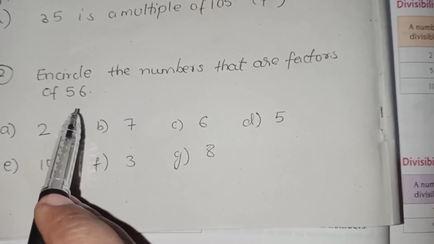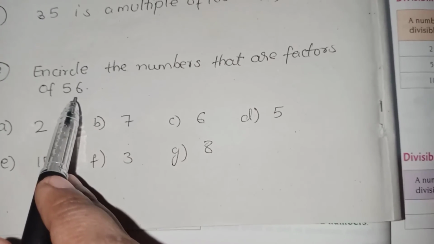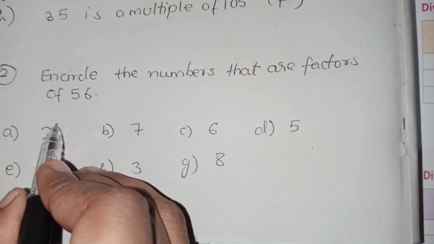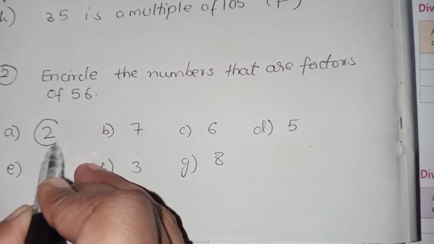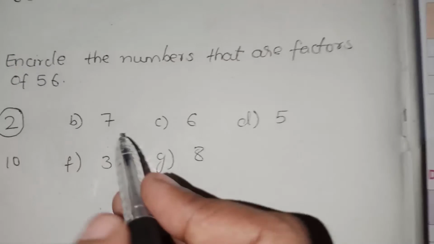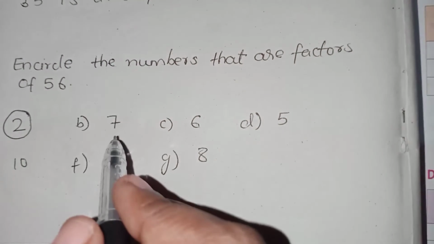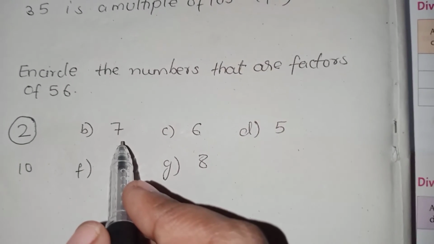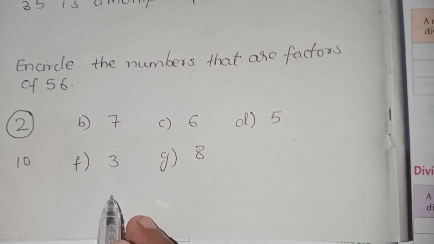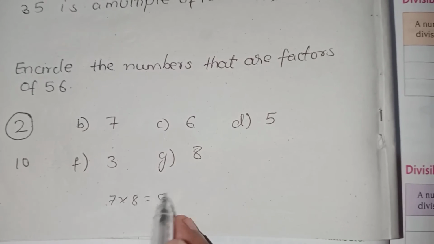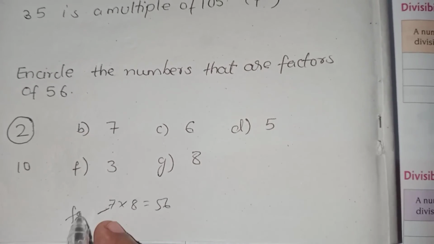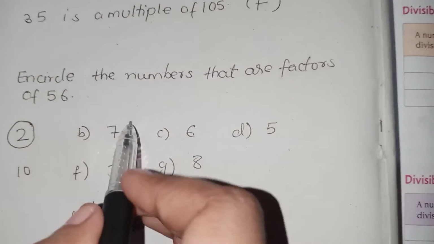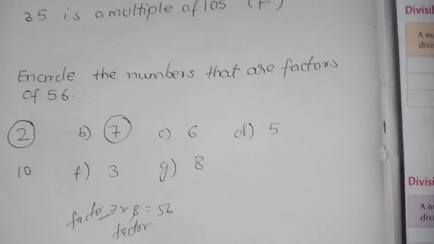Or simply you can understand by the last digit. What is it? 6. And 6 comes in the 2 table. That means 2 is the factor of 56. Now is 7 the factor of 56? Yes, it is the factor. 7 8s are 56. That means 7 is the factor of 56. You can see here that 7 8s are 56. That means 7 is also the factor and 8 is also the factor. So 7 is the factor.